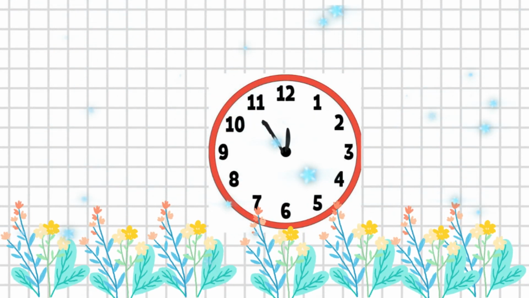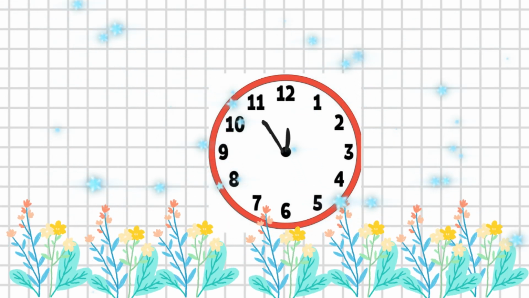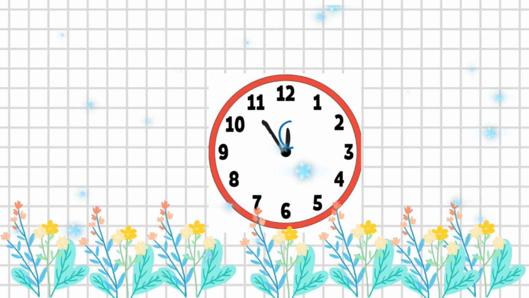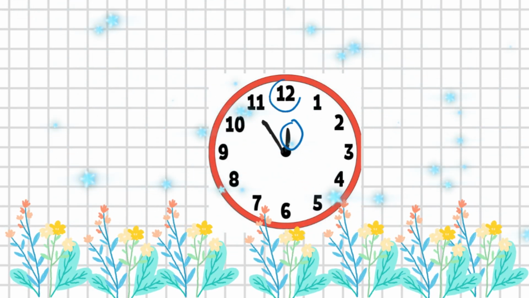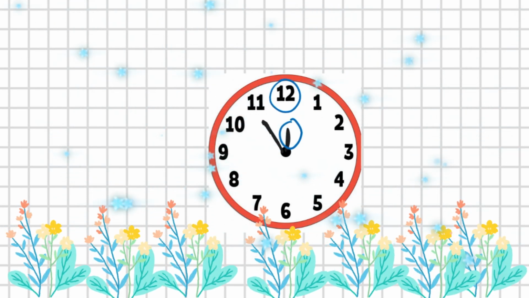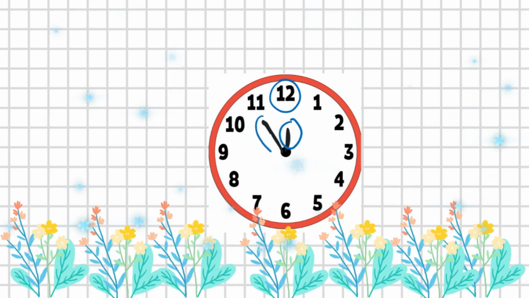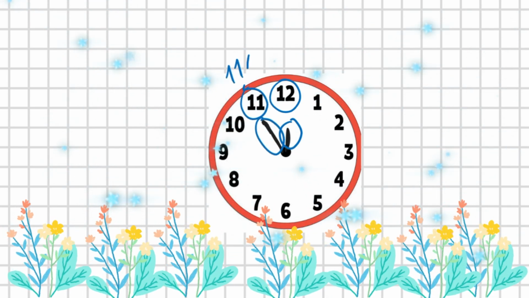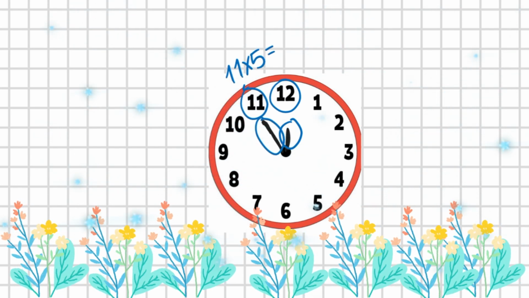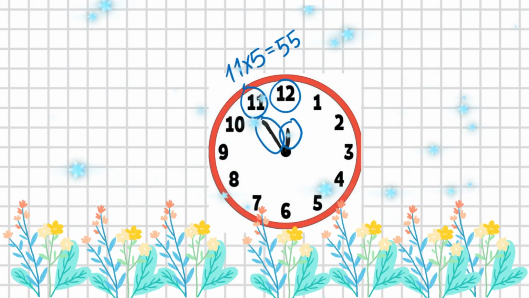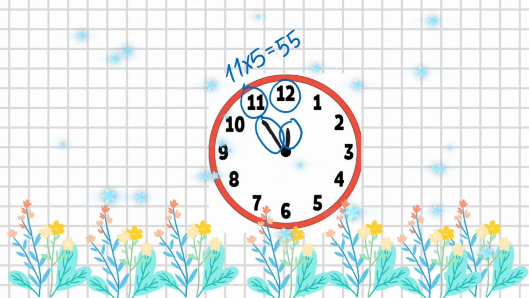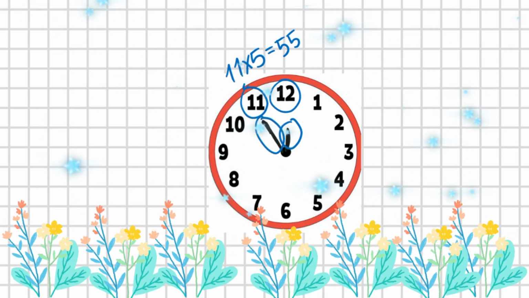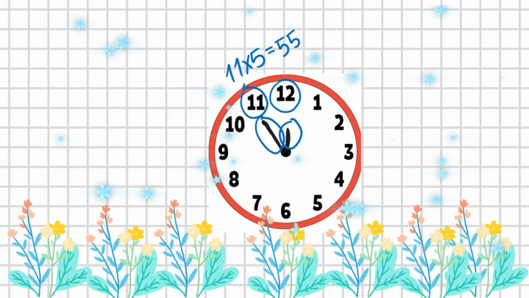Now the last question. You have to tell what the time is right now. You see that the hour hand points towards 12, which means it's 12, and the minute hand points towards 11. 11 multiplied by 5 is equal to 55, which means it's 55 minutes. So it's 12 hours and 55 minutes, or 12:55.